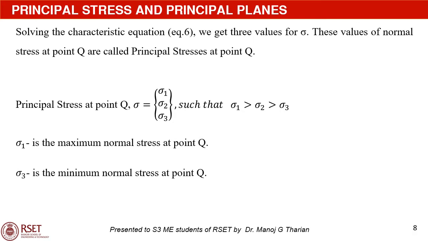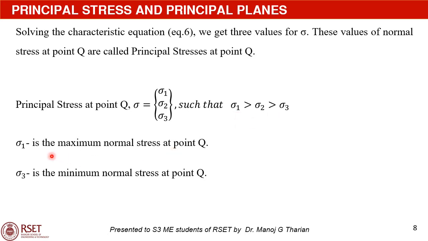The largest value which we obtain for the principal stress is assigned to sigma 1. The second largest value is assigned to sigma 2, and the least value is assigned to sigma 3. Thus, sigma 1, sigma 2 and sigma 3 represent the principal stresses at point Q for a given stress state, such that sigma 1 is greater than sigma 2, which is greater than sigma 3.